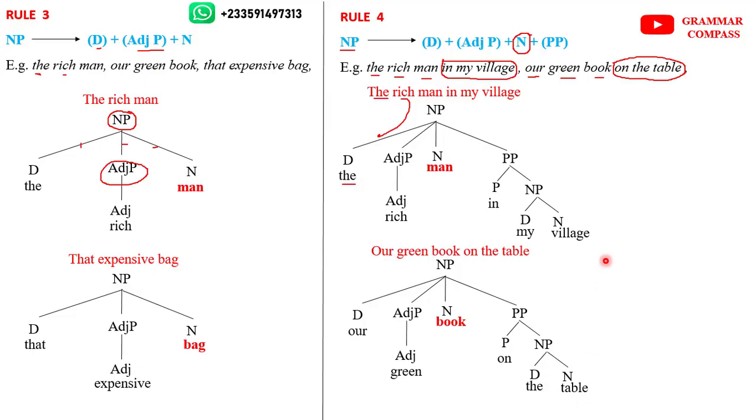This is rule number 3 and rule number 4. If you have any questions, kindly drop it in the comment section. This is what is going to help you to master phrase structure. Write down different noun phrases of the same structure and try to draw your tree diagrams for it.